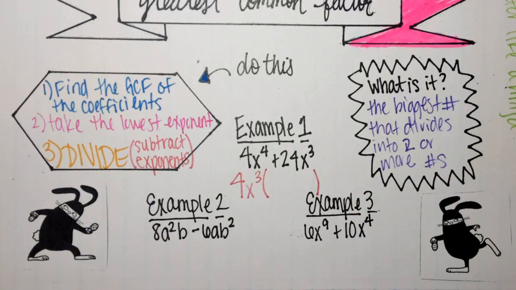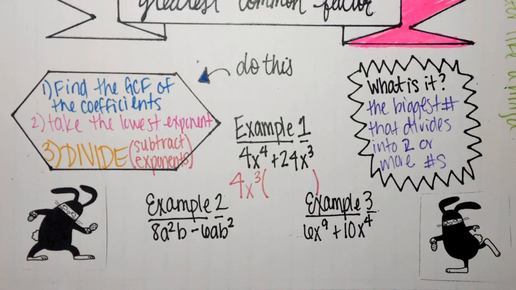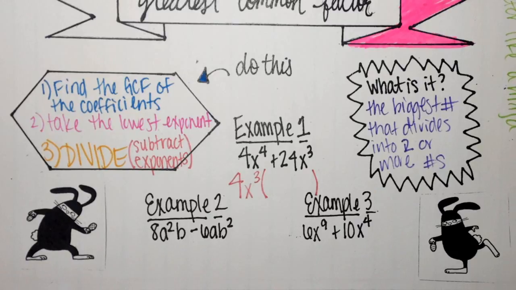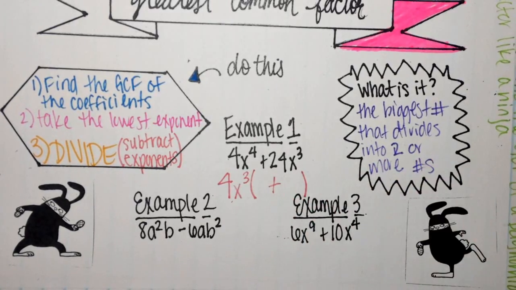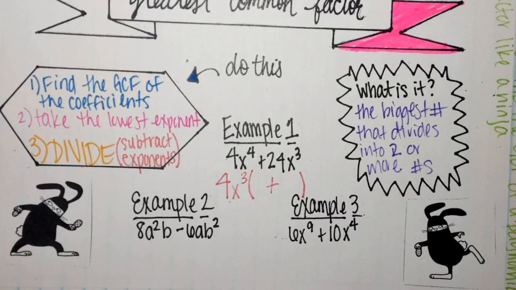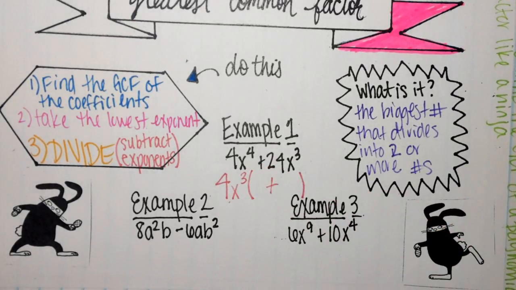And now we're at parentheses. So remember, we're going backwards to what we had last week. So 4x cubed is our greatest common factor. And we're going to put a plus sign. Why do you think we're going to put a plus sign? Because it's addition right there.